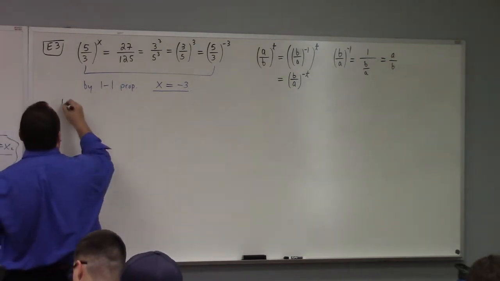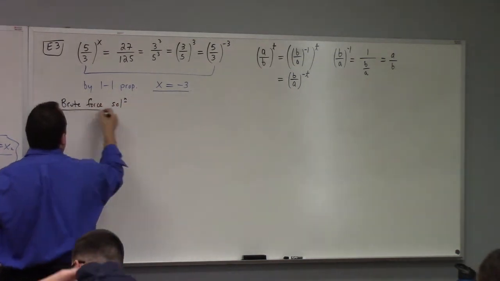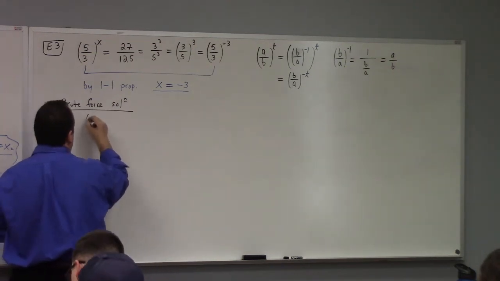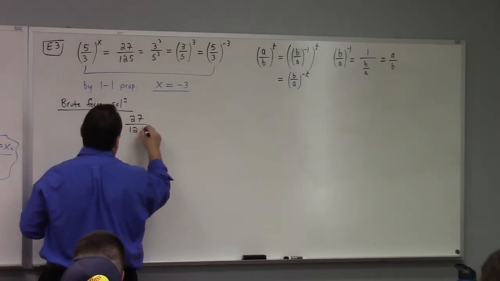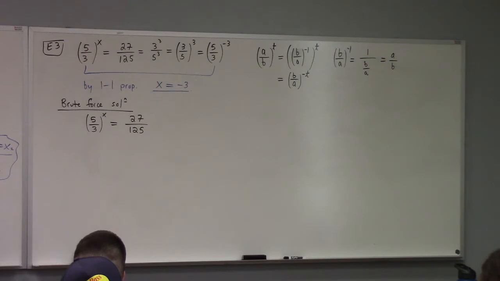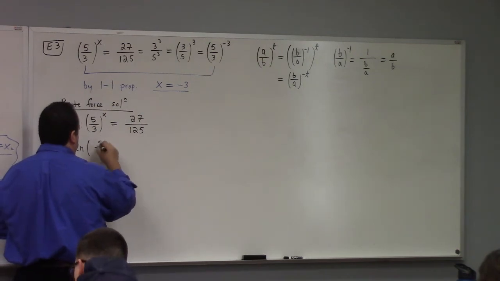So let me show you a brute force solution. We have 5/3 to the x power equals 27 over 125. When I have something like this, my natural inclination, outside the world of carefully crafted and contrived college algebra problems, is to take the natural log of it. That's what I do. So if I take the natural log of both sides, that will be a very productive thing to do.